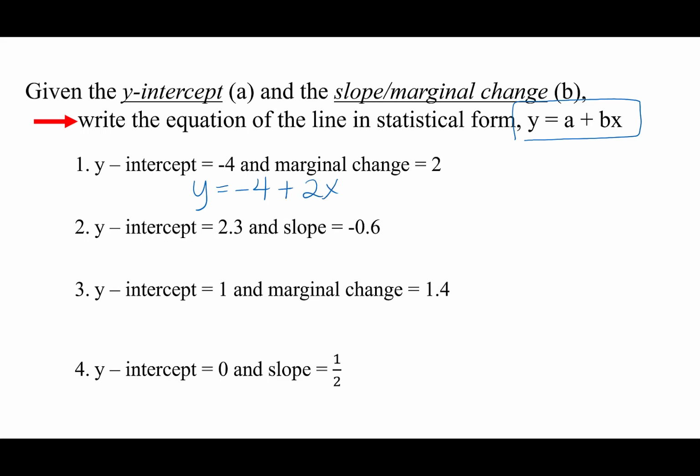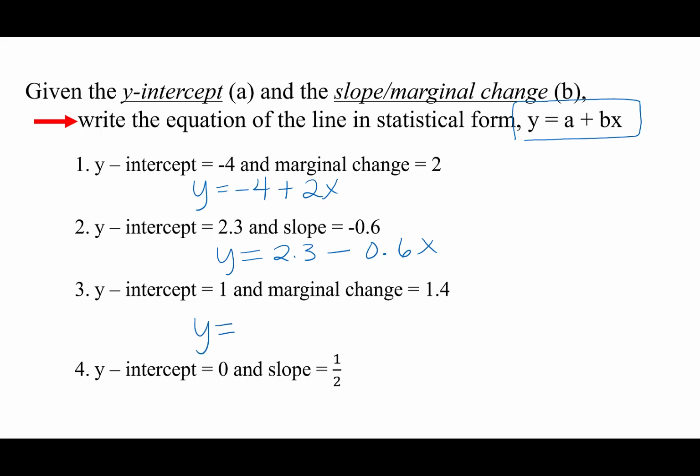Number two, the y-intercept is 2.3 and it has a slope of -0.6. Notice I use the word slope this time instead of marginal change. I want you to be able to swap those words back and forth, but know that they mean the same concept. The equation is y equals 2.3 minus 0.6x. Number three, the y-intercept is 1 and the marginal change is 1.4.